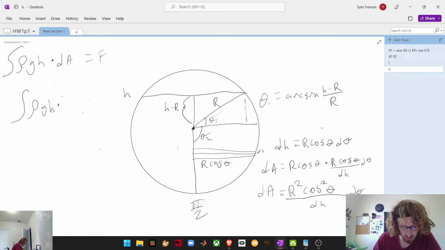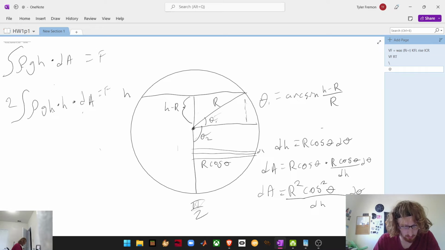So going back to our integral here, the integral of rho g times our height times our dA is going to be equal to our total force. Actually, quick correction, it's going to be 2 times our integral here, because once again we're only solving for 1/2 of the face. So we can go ahead and start plugging in.